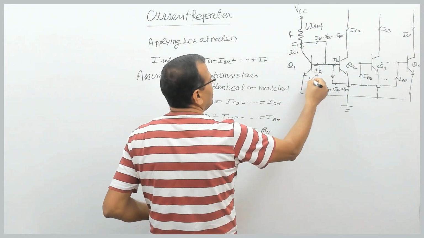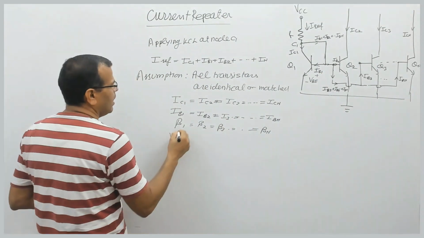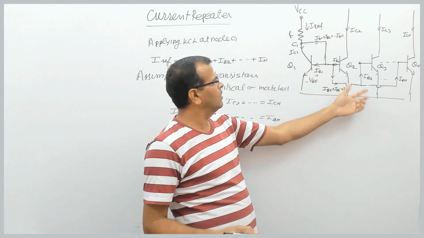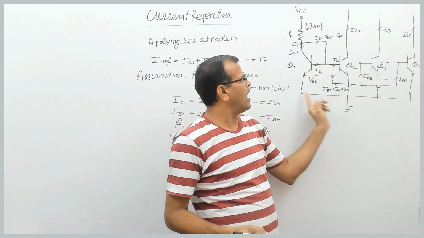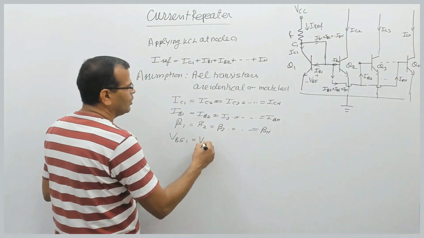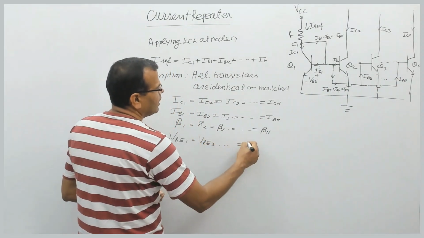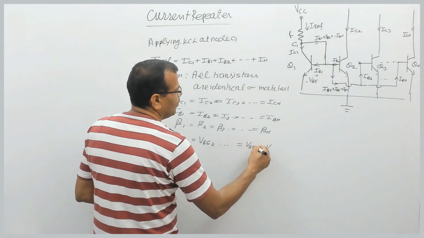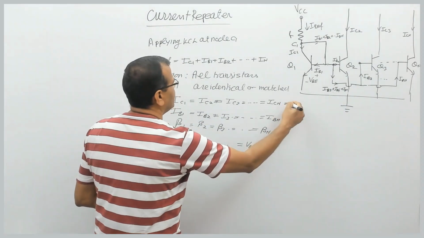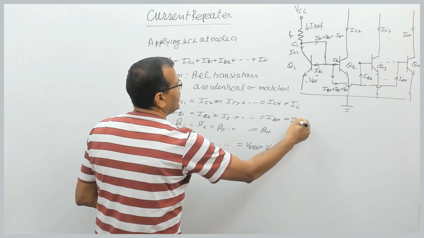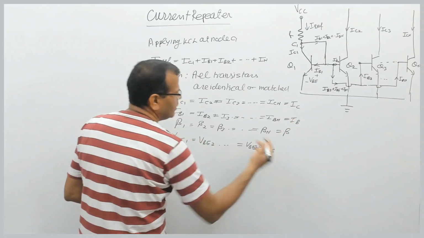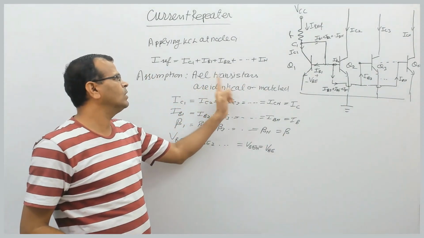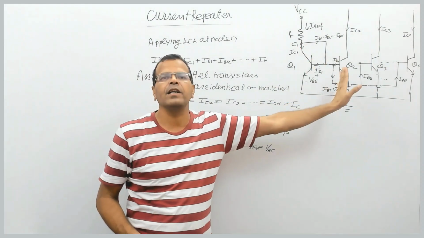The voltage here will be nothing but VBE. So I am assuming VBE1. Of course, this node is common to the base of all, and an ammeter is connected. So VBE1 is equal to VBE2 and so on, equal to VBEN, and that is VBE. This is equal to IC, this is equal to IB, this is equal to beta, this is equal to VBE. Why am I assuming this set of assumptions? Because I am assuming all transistors are identical here.